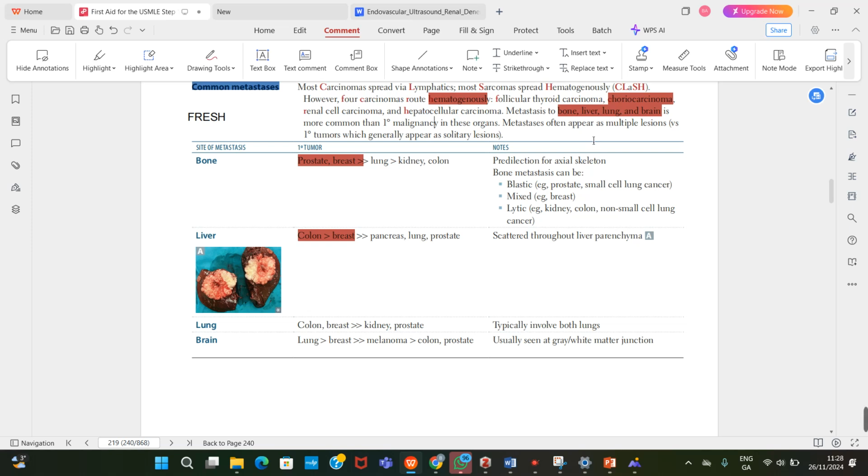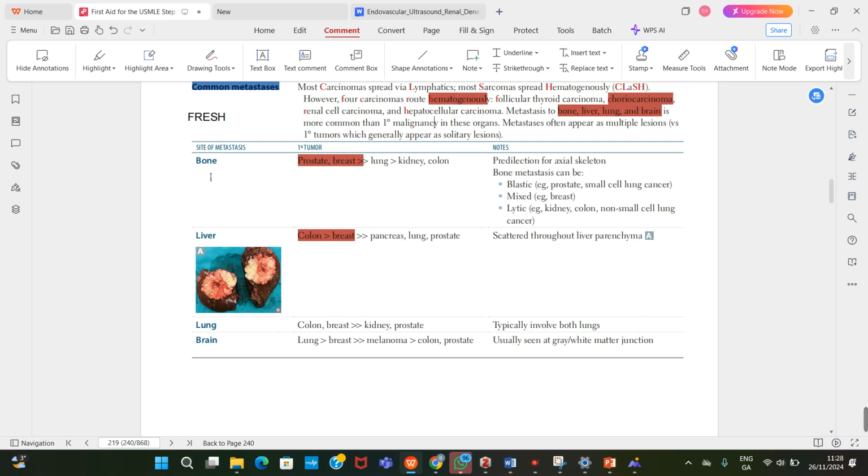Now, we are expected to know the common tumors that spread to all these regions. So let's start with the bone. But before I start, I want to give us a rule of thumb: in all the situations, the second most common cause of metastasis is breast. So the second most common cancer that goes to the bone is breast. Second most common cancer that goes to the liver is breast. To the lung is breast. To the brain is breast. So that's settled.